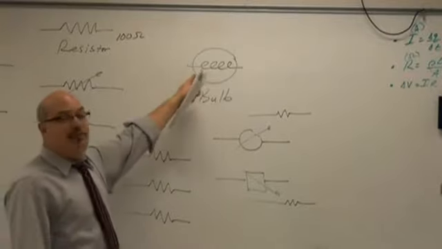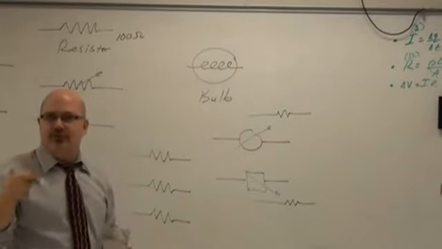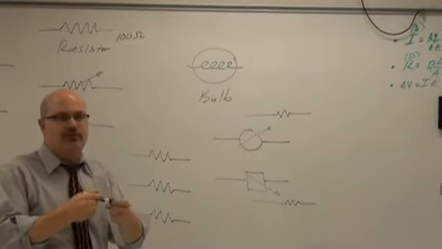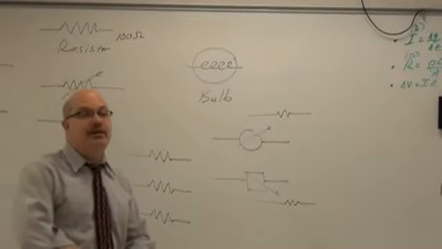Okay? And a light bulb. This is really important, so I'm glad you brought it up. A light bulb is just a resistor. Literally, it is just a resistor that gets so hot it glows, like an incandescent bulb.